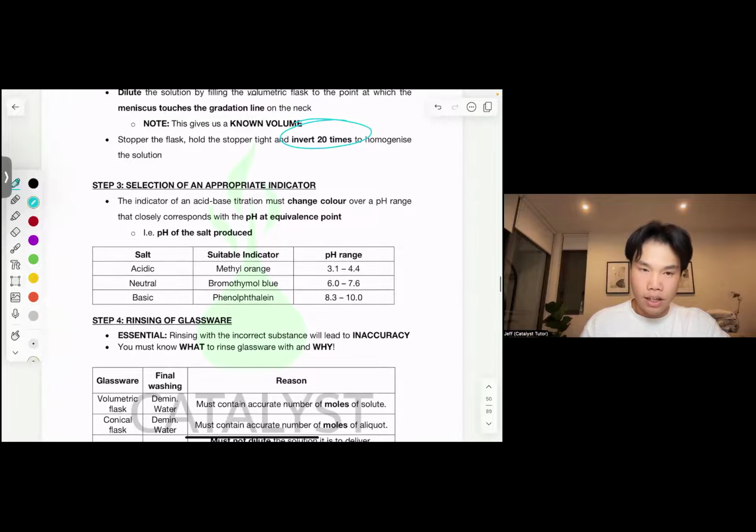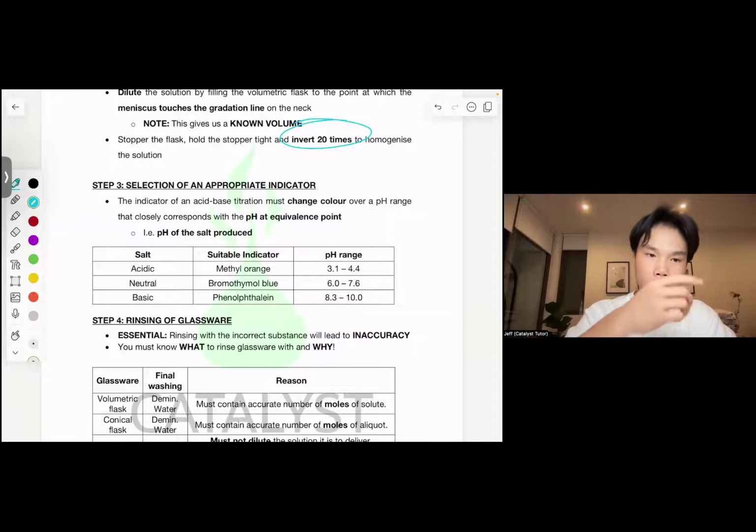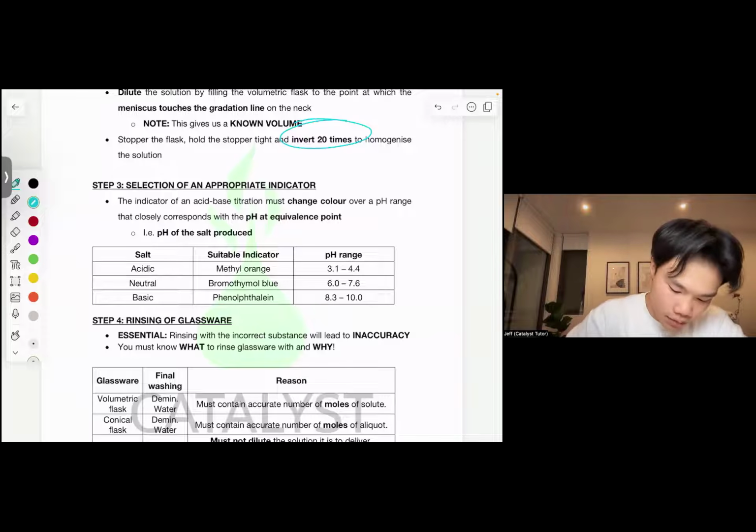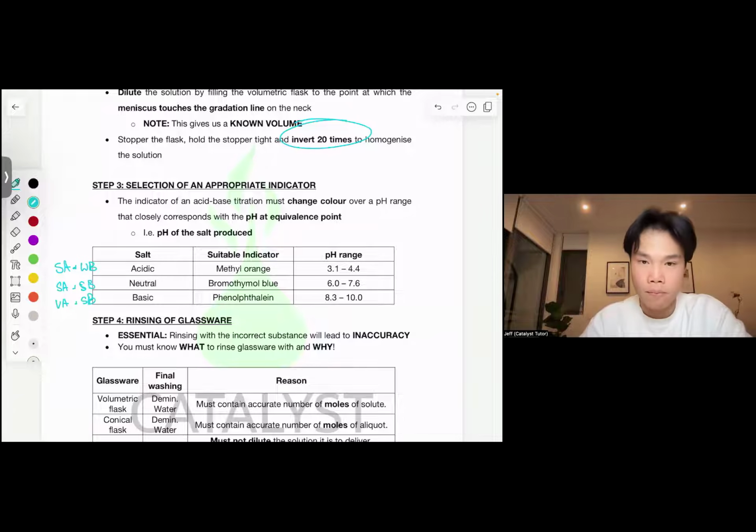Selecting an appropriate indicator. This is why I said you need at least the 3 cases: methyl orange, bromothymol blue, phenolphthalein. Litmus isn't as good as bromothymol blue because the range is slightly wider. But you need these indicators for when your salt is either acidic, neutral, or basic in a titration, because your equivalence points will be located in those ranges. For a strong acid, weak base, you use methyl orange. For a strong acid, strong base, you use bromothymol blue. And for a weak acid, strong base, you use phenolphthalein, because that will be where your equivalence point is located.